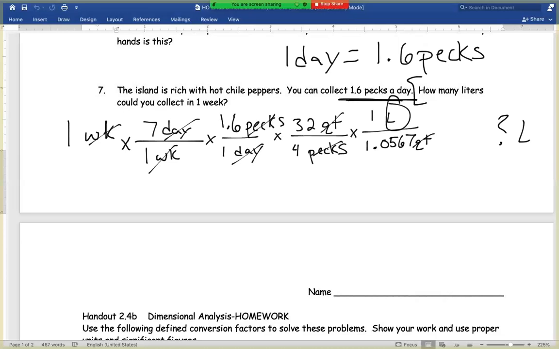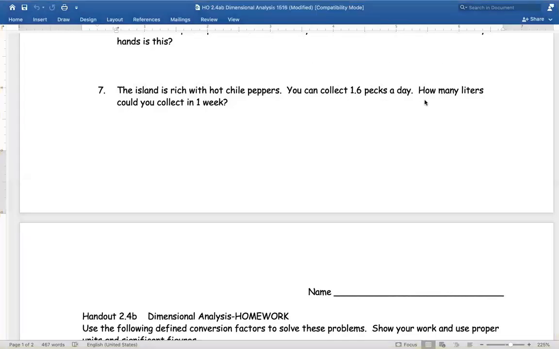If I'm looking at what was measured, it looks like the measured amount here was how many pecks per day I could pick, which was the 1.6. That was really the only number that was given here. We're saying in exactly 1 week. Everything else here is an exact conversion factor. So I would then go ahead and put 2 sig figs on my final answer here. Oops, hit the wrong button. That's not great. And so in our final answer here, we should round to 2 significant figures.